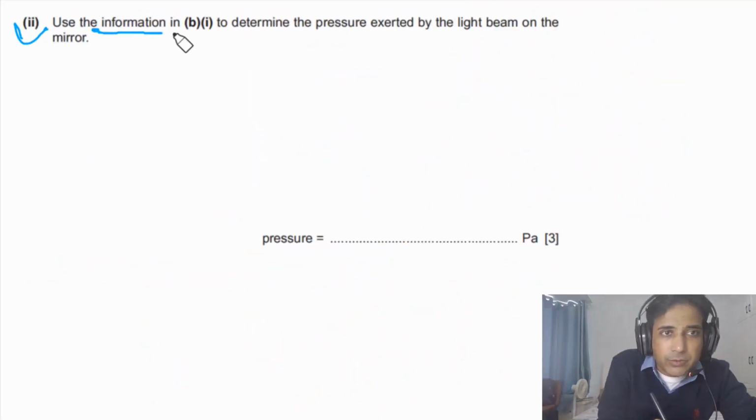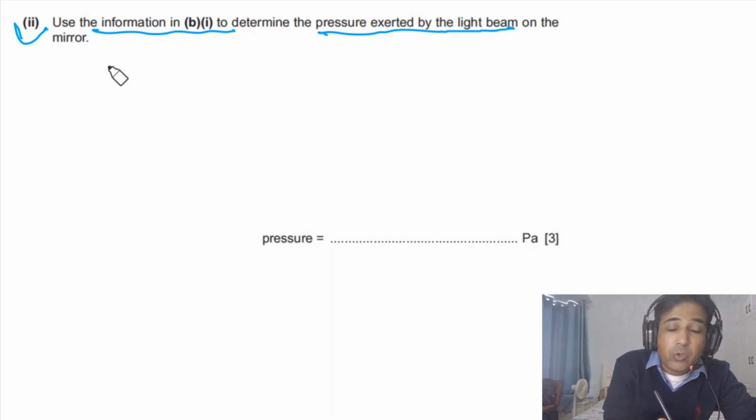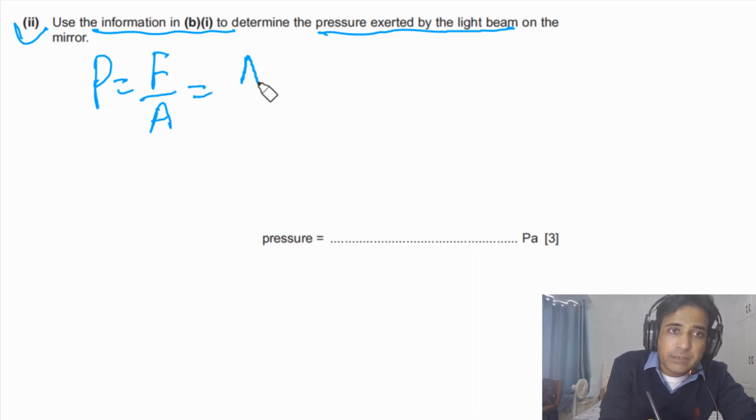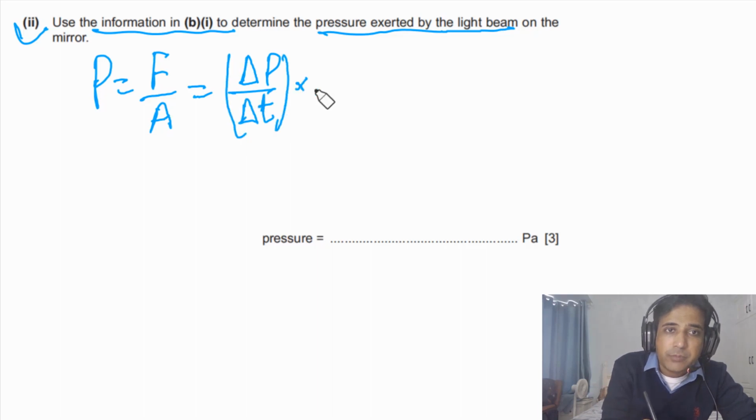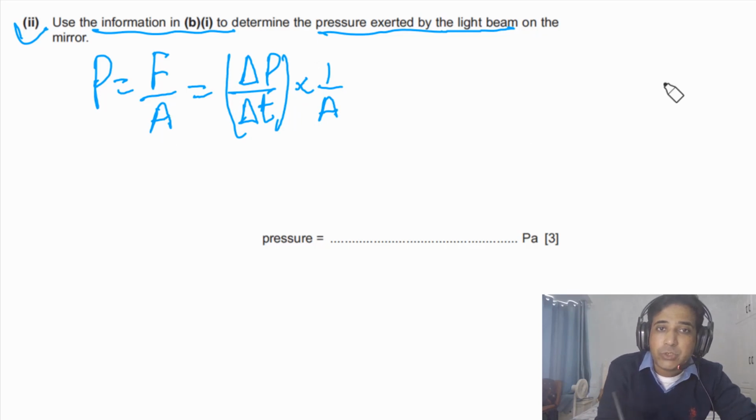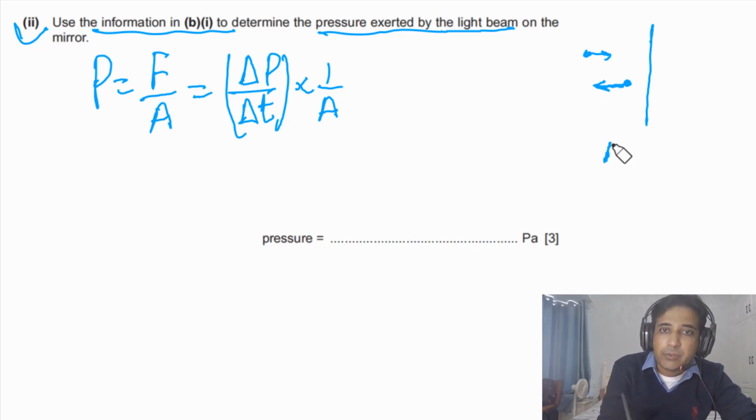Second part says use the information in B1 to determine the pressure exerted by the light beam on the mirror. And pressure is equal to force over area, and force in this case is equal to rate of change of momentum. So we can say this is delta P over delta T multiplied by 1 over A, and we need to understand the momentum change in this case. This one is the mirror, so a photon of light comes, hits this and goes back with the same momentum. So in this case the change in momentum is double.